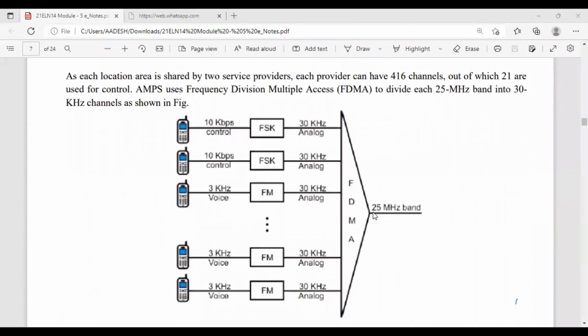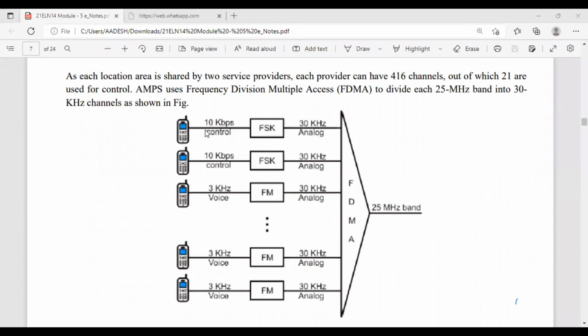See how the channel bandwidth is divided among the users, right? So channel bandwidth is 25 megahertz. This 25 megahertz bandwidth is divided into 30 kilohertz channels. So n number of 30 kilohertz channels, and each channel is given to a particular user. So this user using a mobile station will send the message.